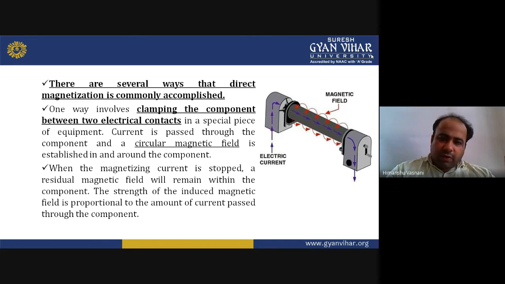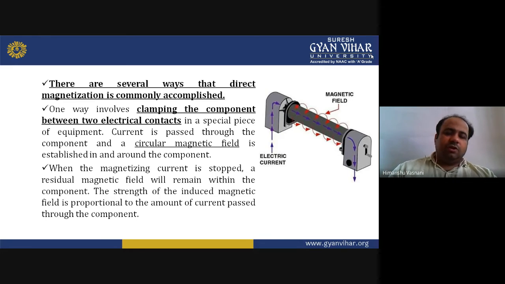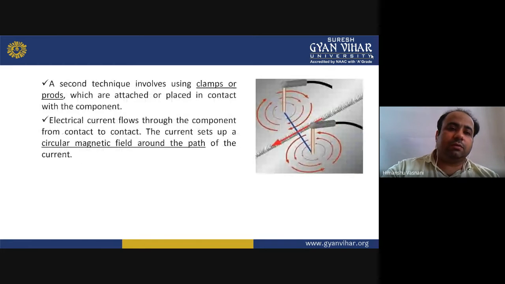In this, you are just clamping the component between two electrical contacts. Then you pass the current through the component, and a circular magnetic field is established. When the magnetizing current is stopped, a residual magnetic field remains within the component. The strength of the induced magnetic field is proportional to the amount of current passed through the component. Now we go to the second technique.